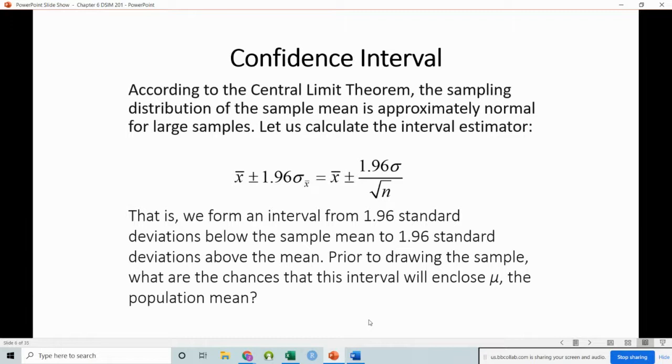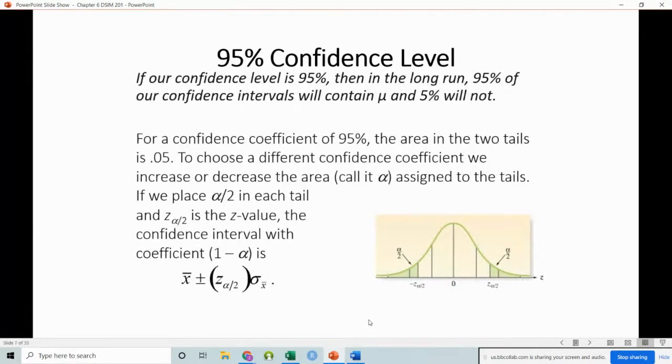So prior to drawing the sample, what are the chances that the interval will enclose mu, the population mean? If our confidence level is 95%, then in the long run, 95% of our confidence intervals will contain mu, the true population mean, and 5% will not. So for a confidence coefficient of 95%, the area in the two tails is 0.05.